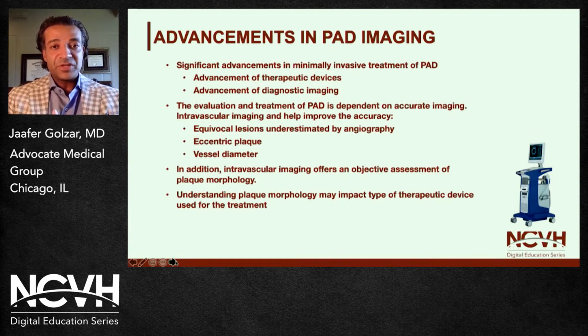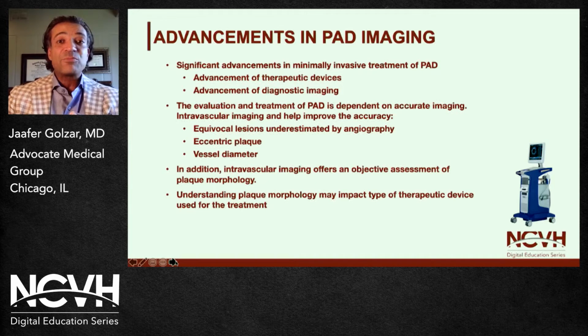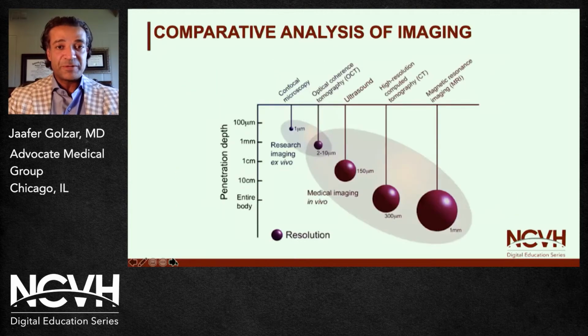Intravascular imaging helps us improve accuracy by evaluating equivocal lesions, which may be underestimated by angiography, and evaluating eccentric plaques. Think about plaques that have mostly posterior origins, and it's really hard to see those in an AP setting. It also helps evaluate vessel diameter. In addition, intravascular imaging can give you objective evidence of plaque morphology, and understanding this plaque morphology can help you improve your outcomes by changing the type of therapeutic devices that are used for treatment.